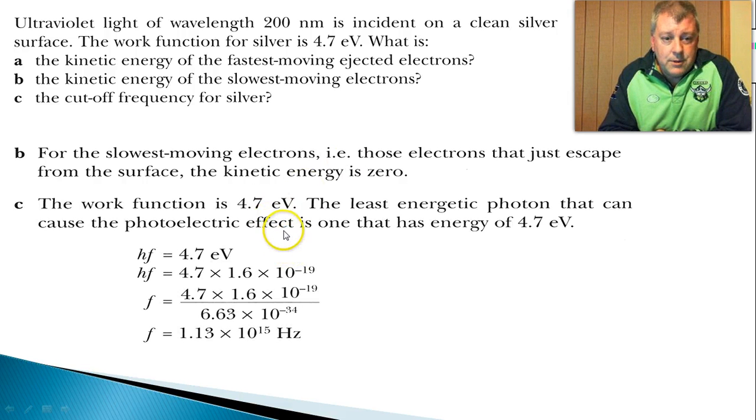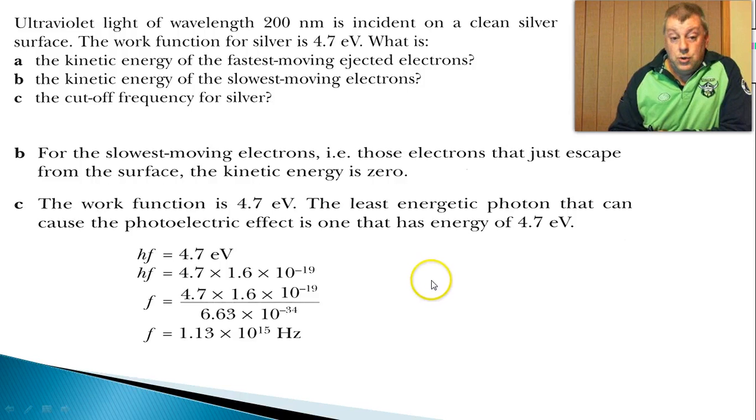Now C, the cutoff frequency for silver. If that's the work function, we have hf equals the work function. We convert the electron volts to joules, because E equals hf needs to be in joules, and frequency is a standard unit. We then move Planck's constant across by dividing, and we get a frequency of 1.13 times 10 to the 15 hertz.